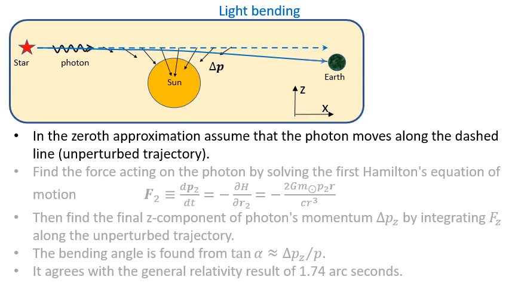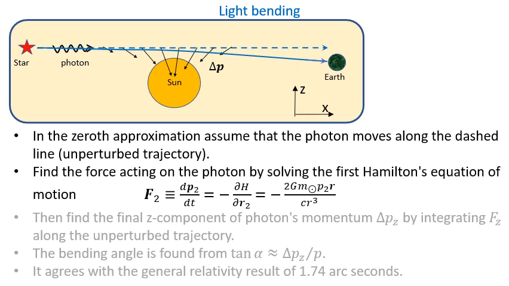Now, once the Hamiltonian is defined, the photon bending angle calculation is a simple technical matter. In the zeroth approximation, we can assume that the photon moves along the unperturbed straight line shown here by the dashed arrow. At each point of this trajectory, we can find the gravitational force acting on the photon by solving the first Hamilton's equation of motion. The force is minus the derivative of the Hamiltonian with respect to the photon's position.